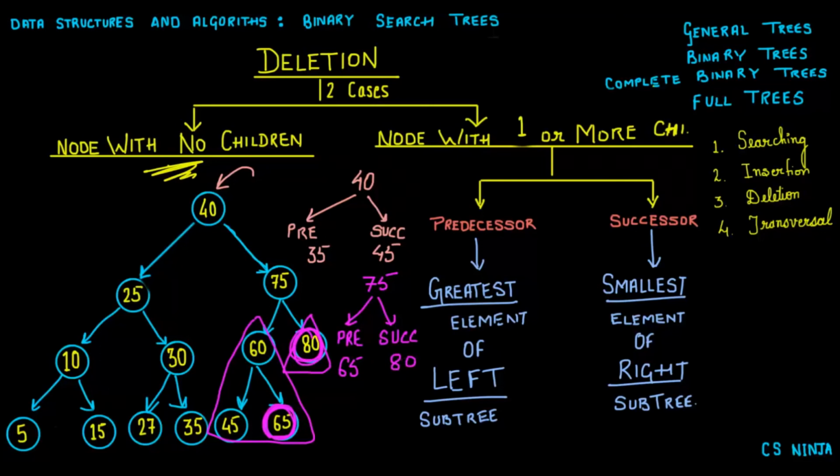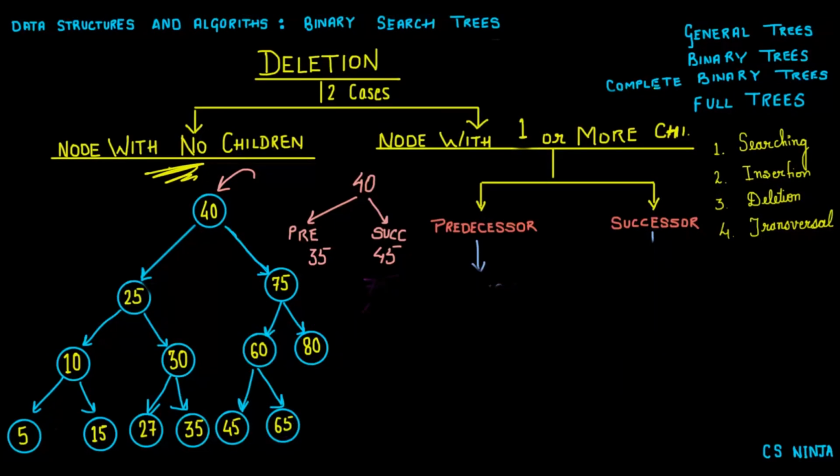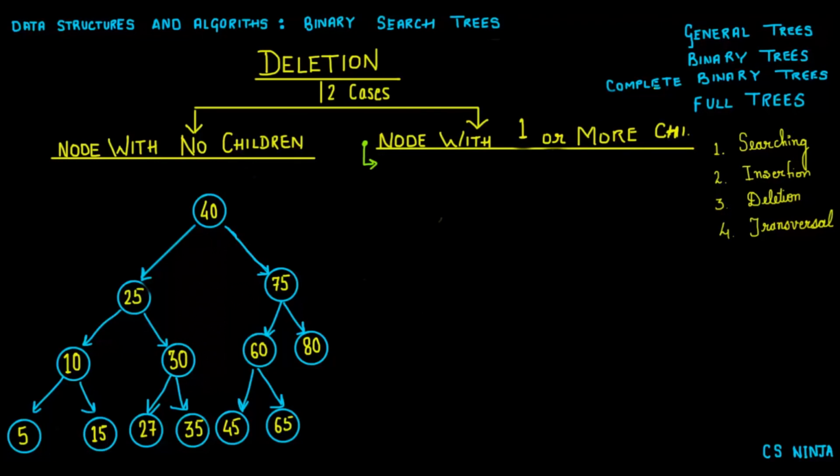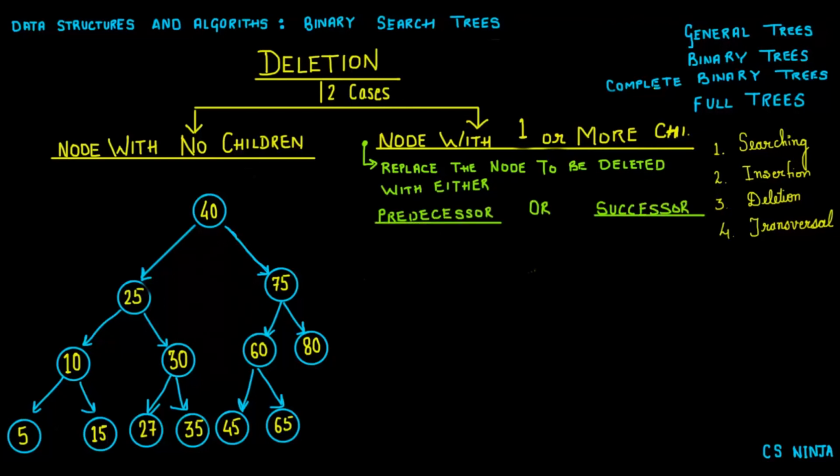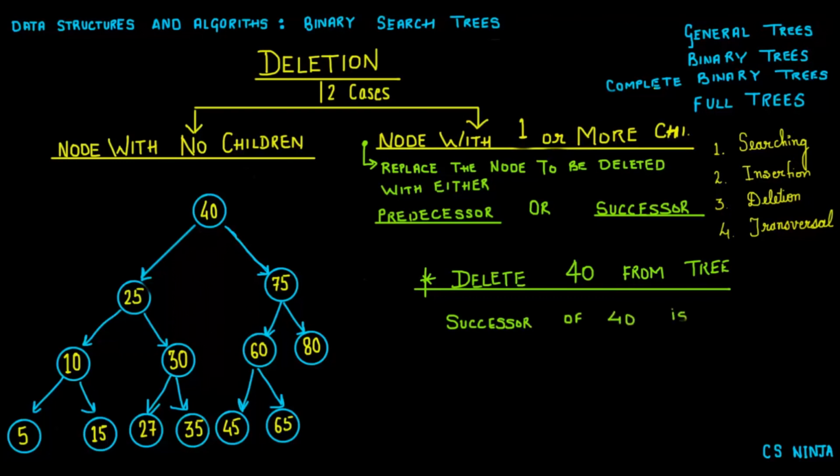We can go back to our second case of deletion, that is deletion of element with one or more children. Now what we really have to do in this case of one or more children is to replace the node to be deleted with its successor or predecessor and further delete recursively. Suppose we have to delete 40 from this tree, we will replace the element 40 with either its predecessor or its successor. Let us replace it with its successor, that is 45.